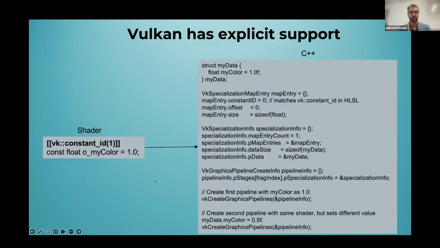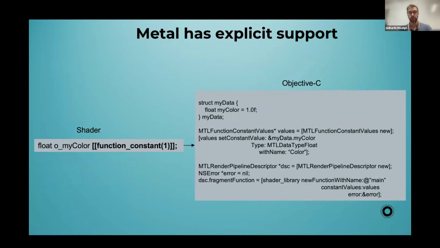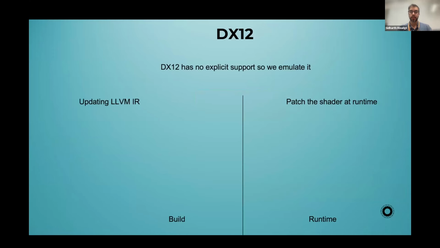Vulkan has explicit support. So we essentially take every shader option and add VK::constant_id on top. This is done by the AZSLC, our AZSLC compiler, which is our custom compiler. And then on the C++ side, we have explicit VK API support. So VkSpecializationMapEntry and VkSpecializationInfo. We populate these structures, give them to the driver, and the driver takes care of the rest. Same thing on the Metal side. We have support for shaders getting tagged with function_constant. And then on the runtime side, we have the Objective-C API called MTLFunctionConstantValues, and then everything sort of just works.